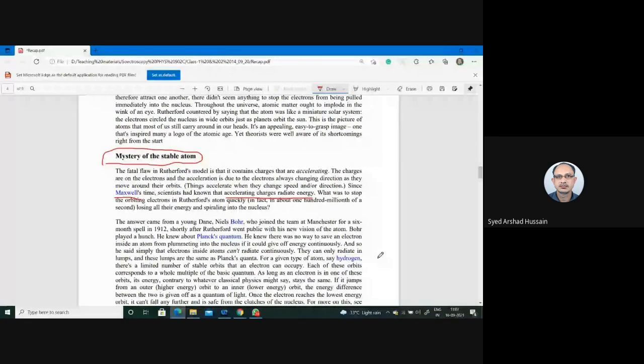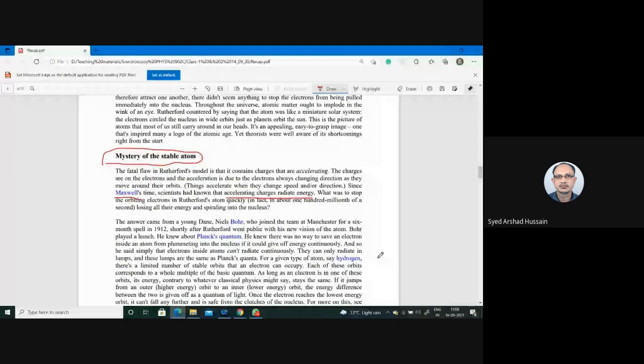Another scientist, Niels Bohr, went to Rutherford's lab to work for a few times. He observed this, and he also felt that if the electron rotates around the nucleus, being a charged particle, it will radiate energy, and if it continuously radiates energy, then what will happen? Of course, there is a probability that it will fall into the nucleus. So stability cannot be explained if it radiates energy continuously.